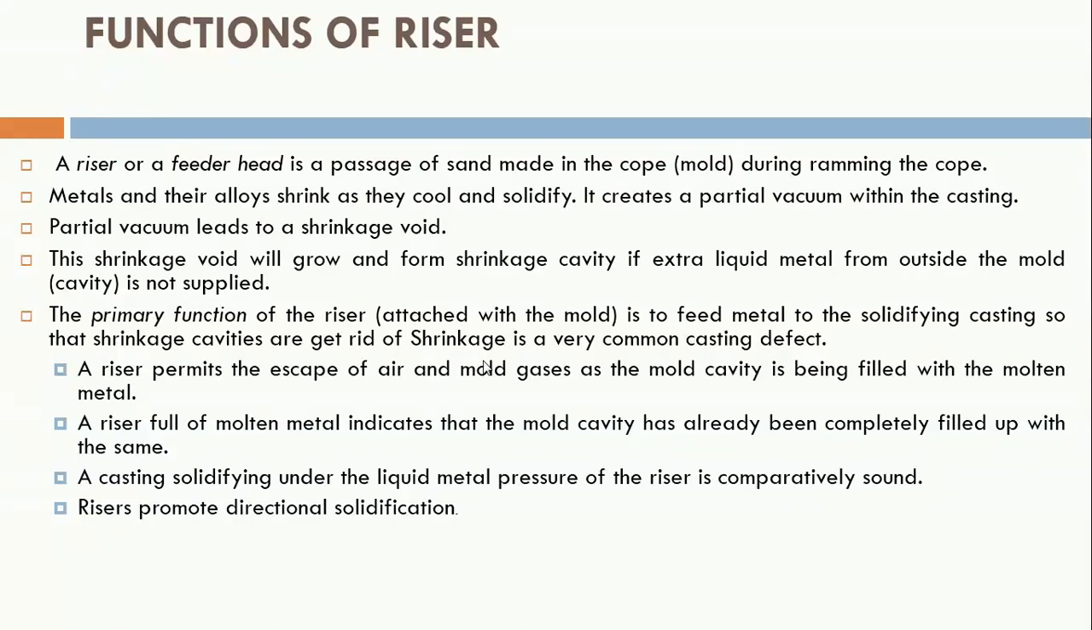Now here the first point is that there are two types of shrinkages we have seen, that is liquid shrinkage and solid shrinkage, and both these shrinkages we have to compensate, and for that purpose we need to provide two methods. As the two shrinkages are present, we have to provide two methods for its compensation. First, liquid shrinkage is compensated by providing the riser at a hot spot or at the necessary location.